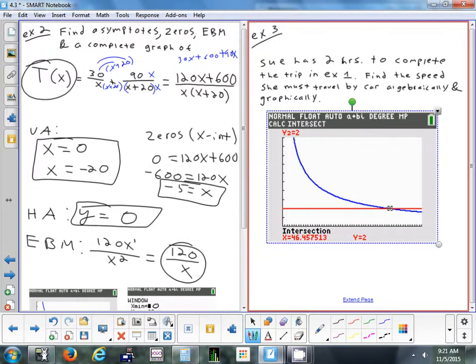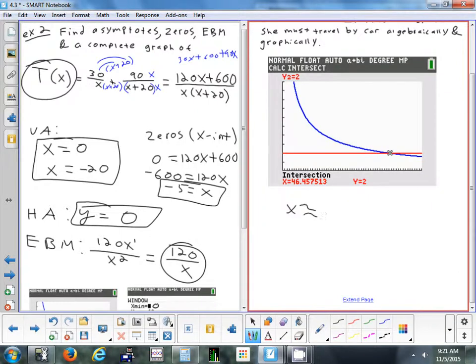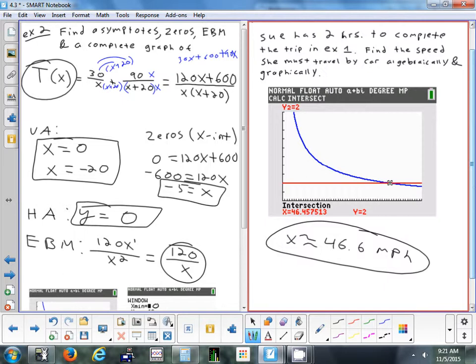Okay, so she has to drive about 46.6 miles per hour. And if the train is 20 miles per hour faster than that, then the train is going about 66.6 miles an hour. But they didn't ask for the train. Find the speed. Right. We could do it algebraically if we wanted as well.